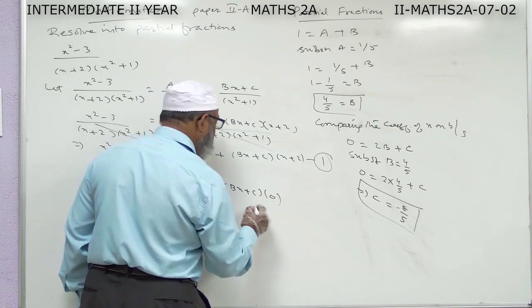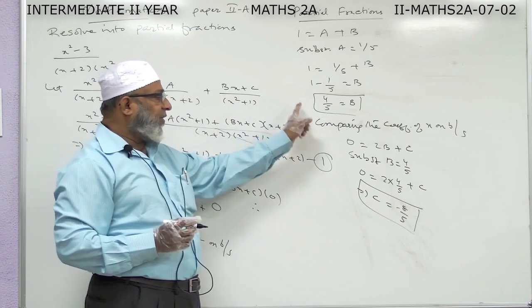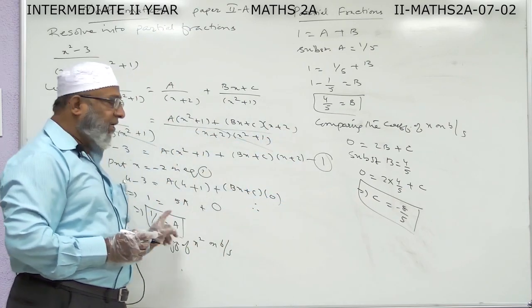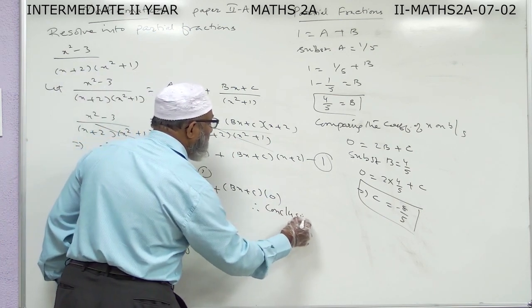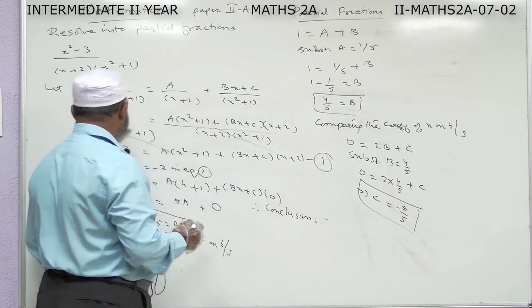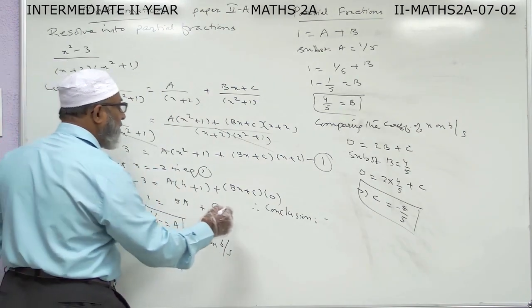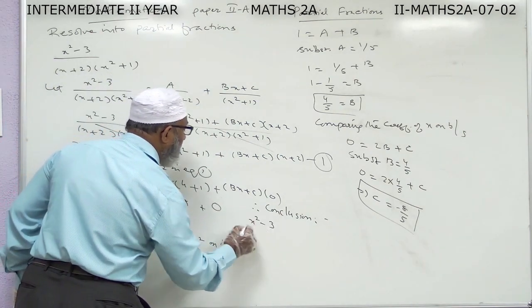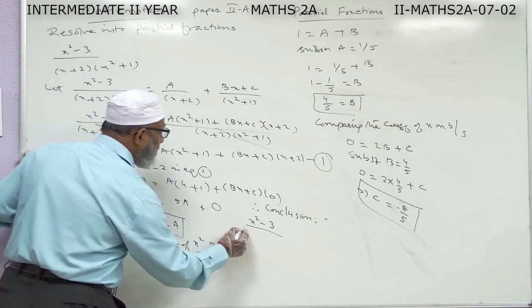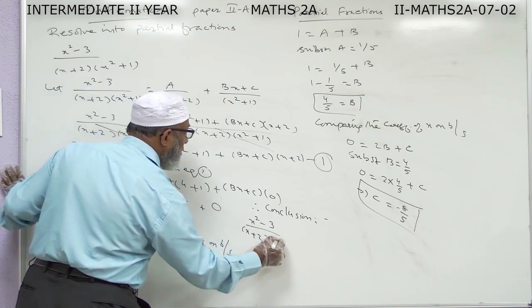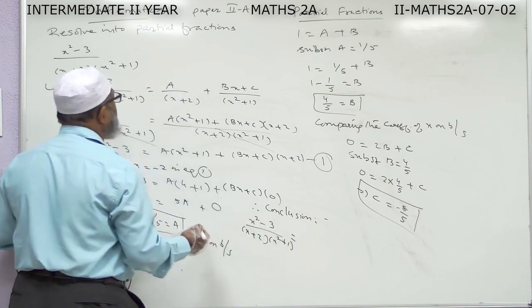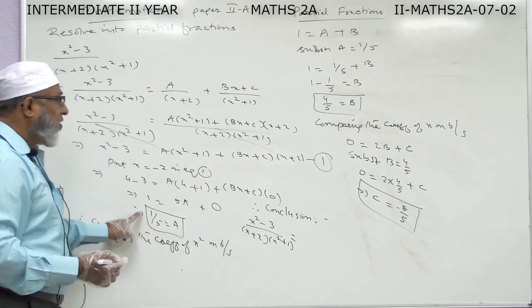Therefore, after getting the values of a, b and c, I have to write the conclusion. Therefore, the conclusion is, what is x square minus 3 divided by x plus 2 into x square plus 1 is equal to a. What is a? 1 by 5.